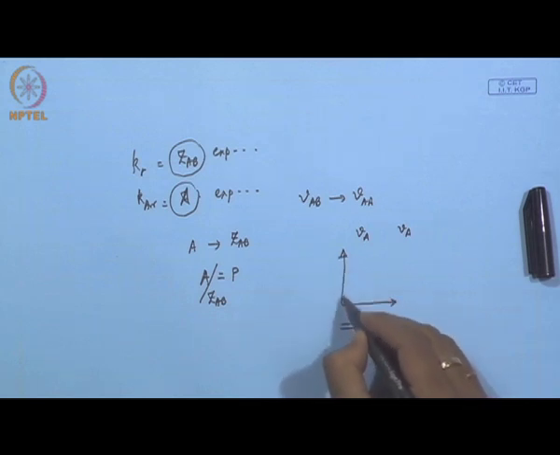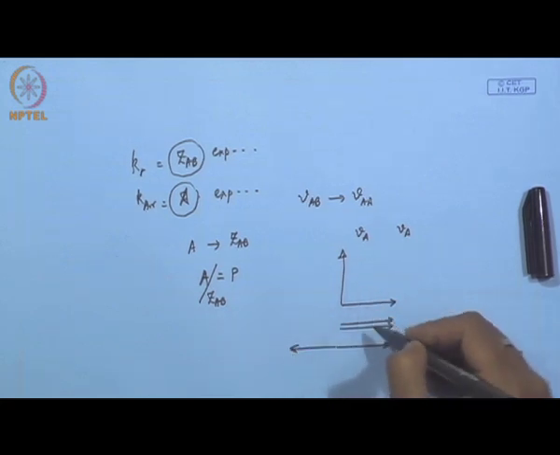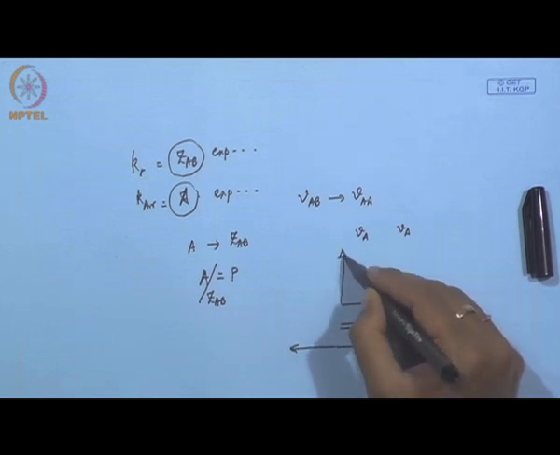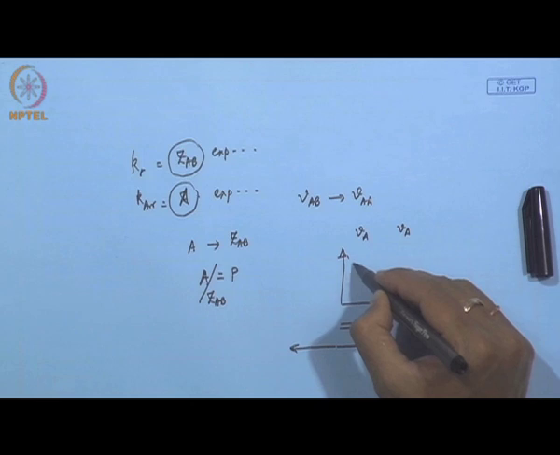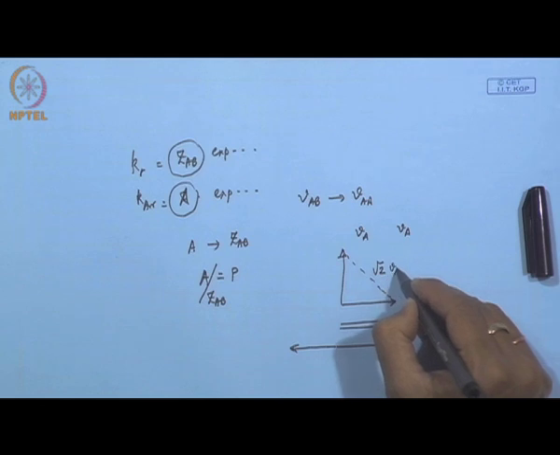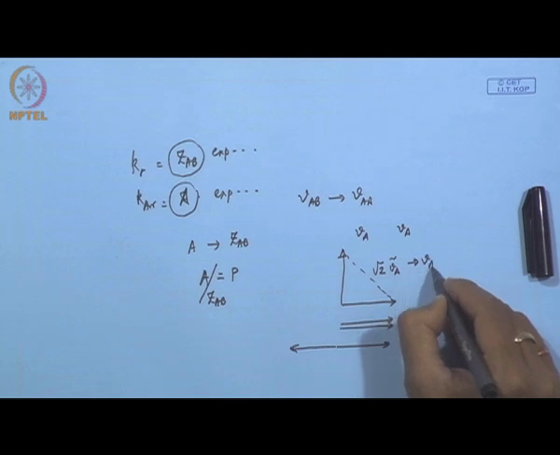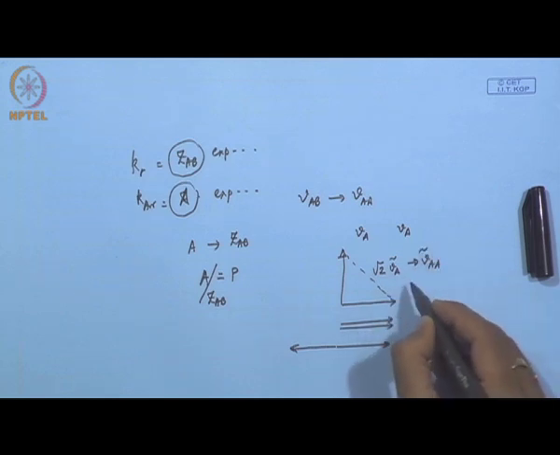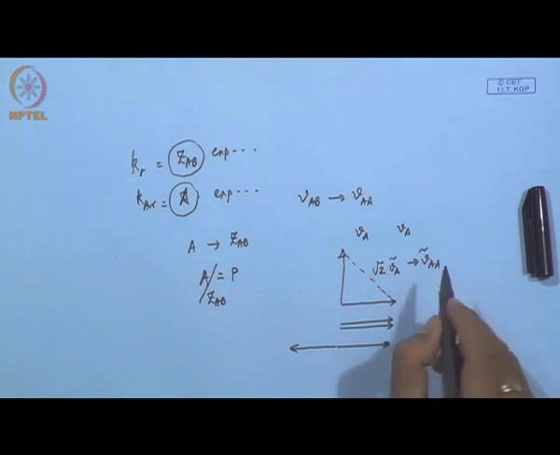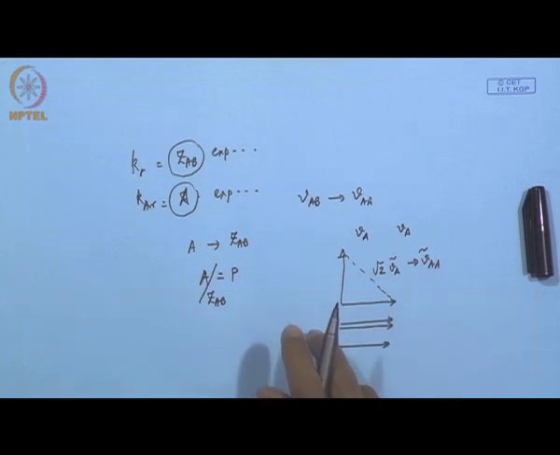So what is the average orientation? It may have this option or this other option. On average you can say they are at 90 degrees. So the average relative velocity VAA is root 2 VA for a single type of molecule, and correspondingly you will get the other expressions. So for one type of molecule you will have this expression.